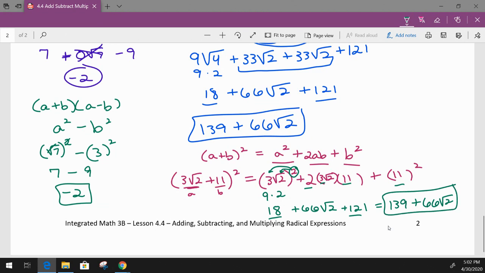So there's a couple different ways you can work that problem out. Whichever is more comfortable to you is fine with me.